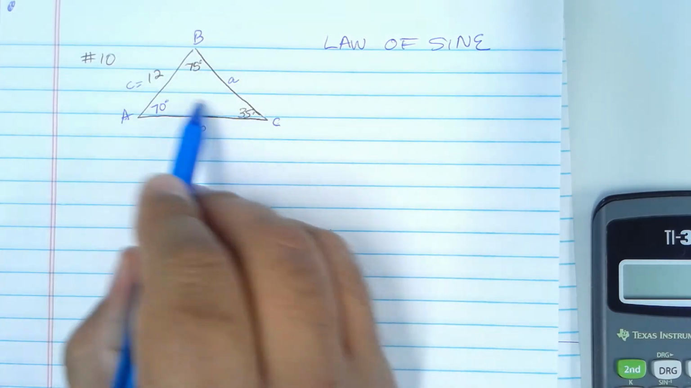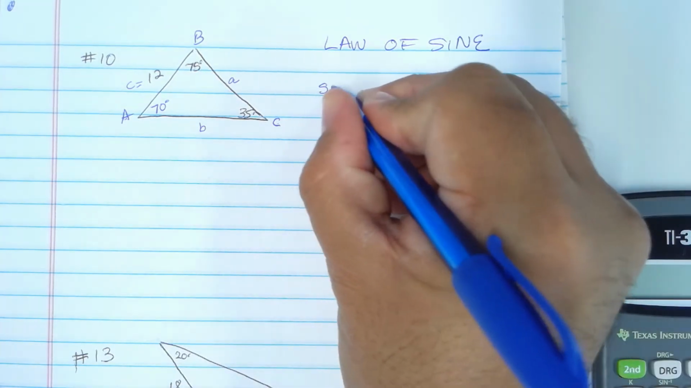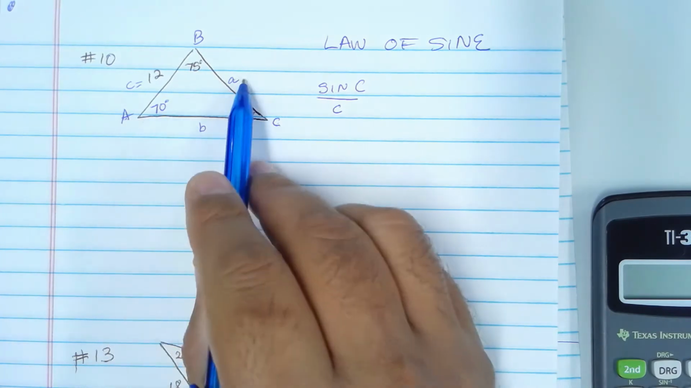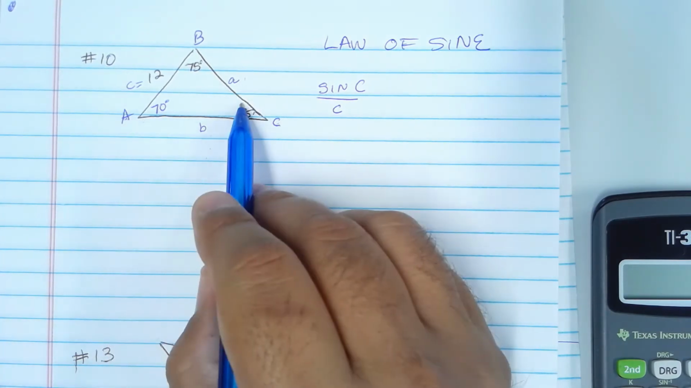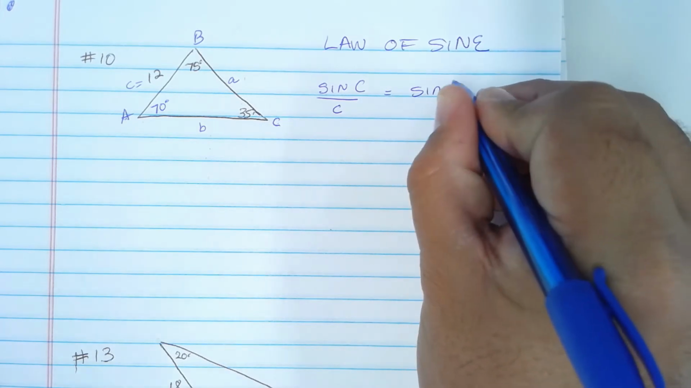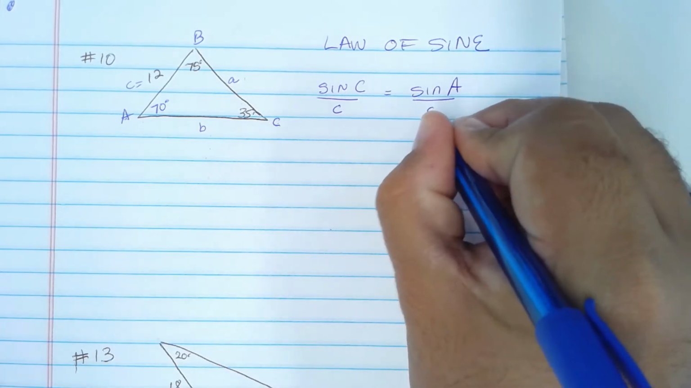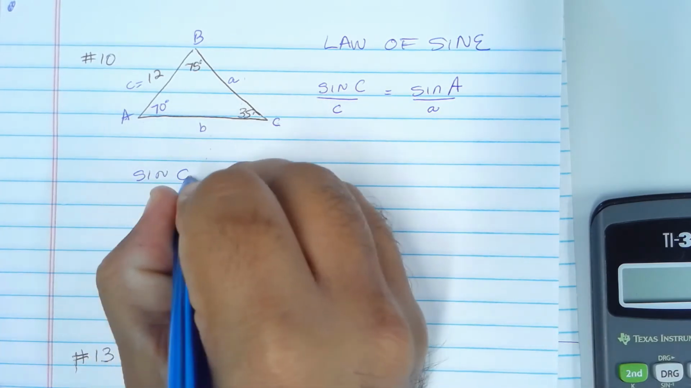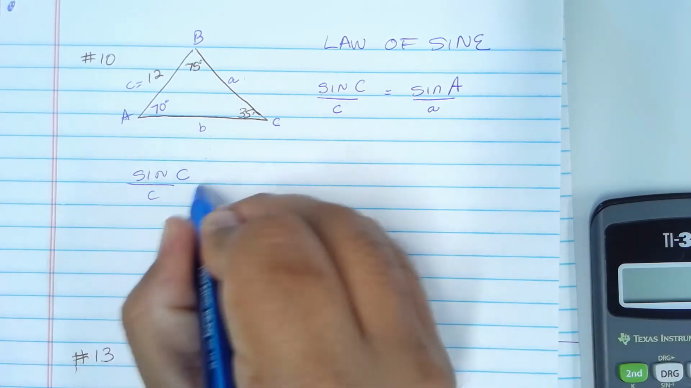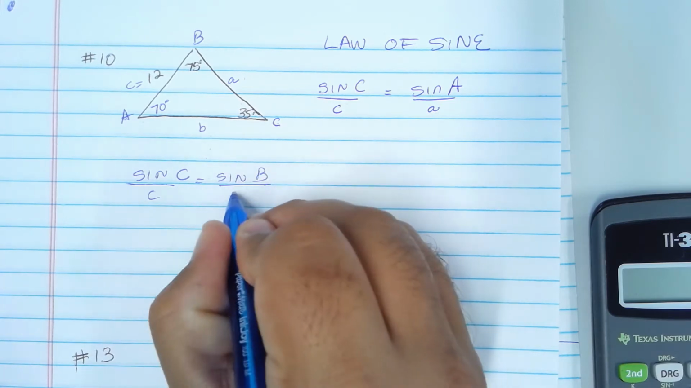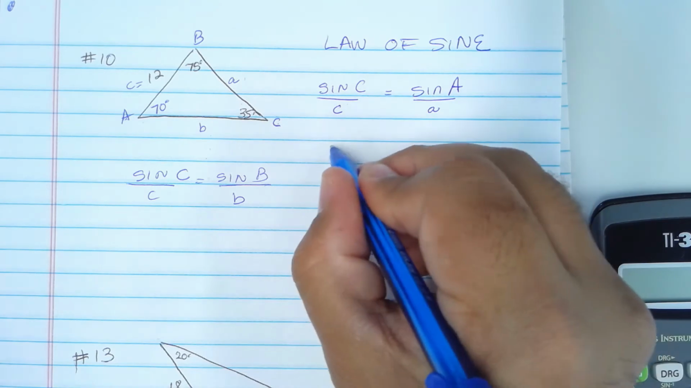Well, we already have c, so we could say sine of C over little c, and we could go ahead and figure out A or B. So we'll start off with sine A over little a. I could use sine of C again, since I already have it, to figure out sine of B over little b. So we'll start off with this side here.